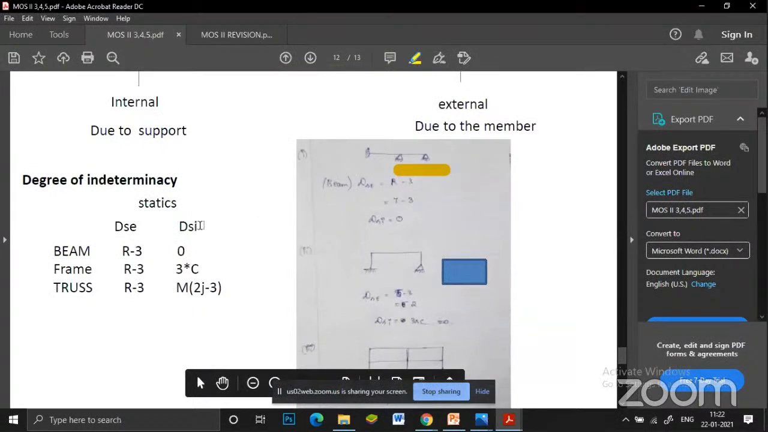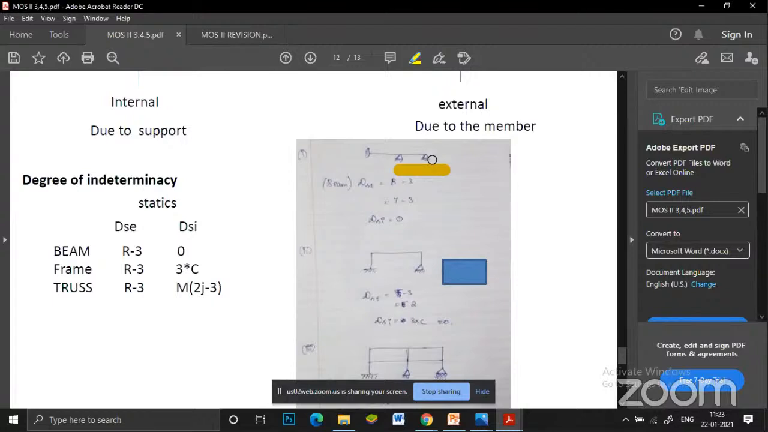R minus 3. For the beam here, by seeing this you will have an idea that it is a cantilever. So to find the external, R minus 3, you know the formula. It's fixed, so that gives 3 reactions, plus here it is hinged, so it is 2. Here it is also hinged, so 2 reactions, vertical reaction and horizontal reaction. In that case, 3 plus 2 plus 2, so 7 minus 3.